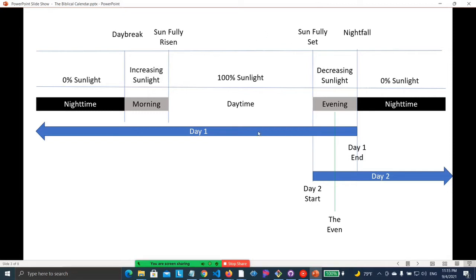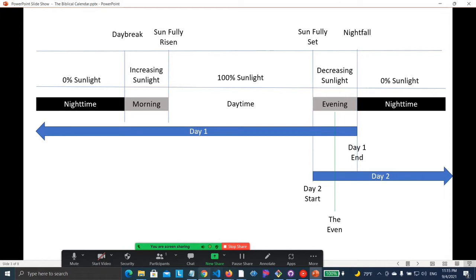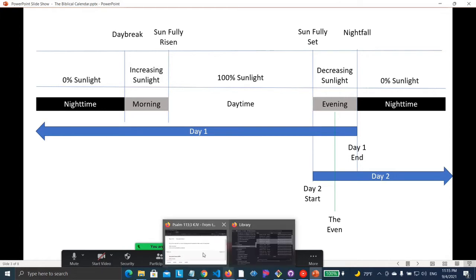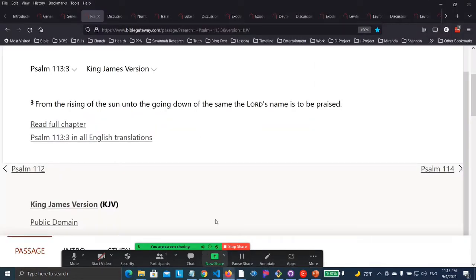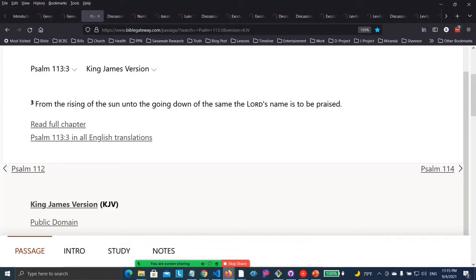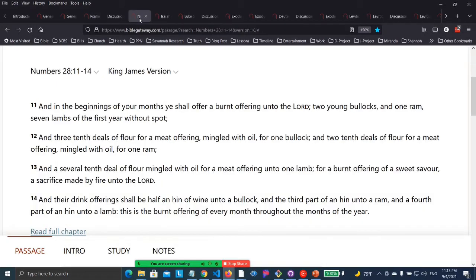Okay, now we're going to go back and look some more at scripture about some other setups, and we're going to look at some more scriptures about the calendar. The next thing we're going to look at is the month. In Numbers 28, 1 through 14.